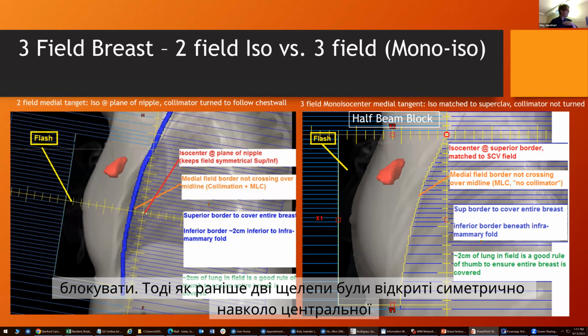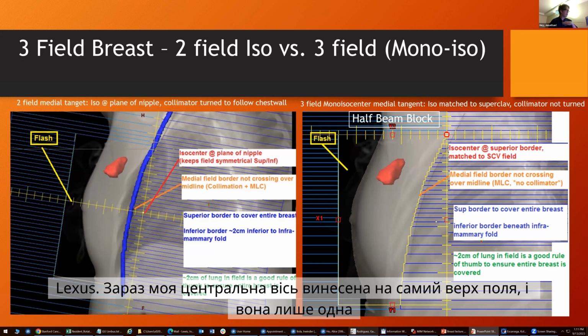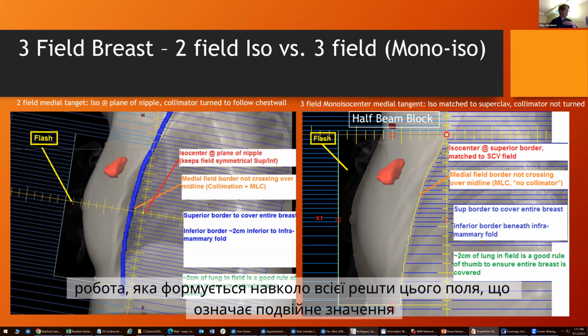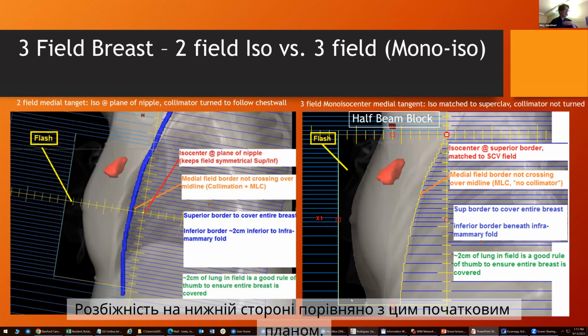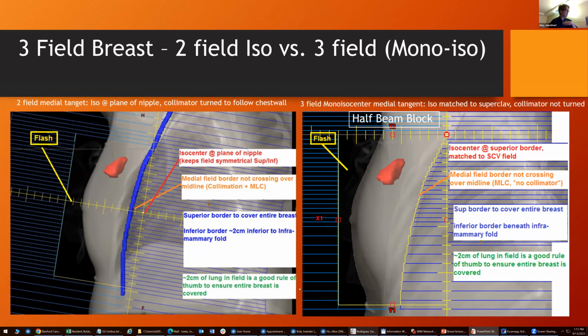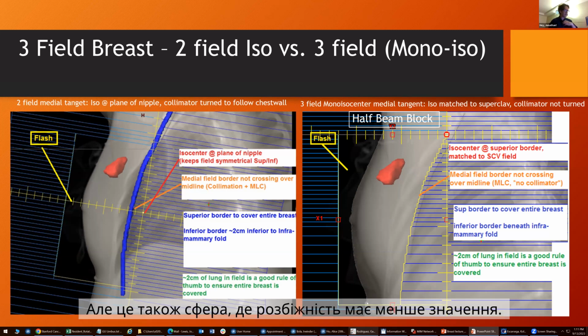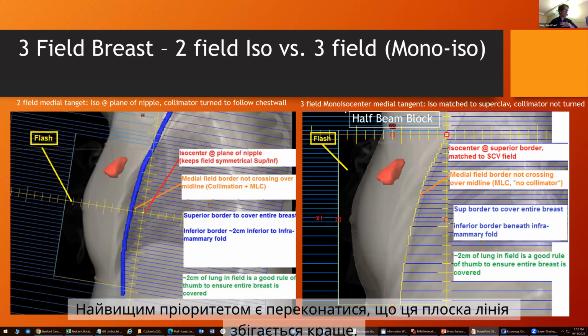Whereas before, the two jaws were open symmetrically around central axis. Now my central axis has been brought to the very top of the field, and it's only one jaw, which is shaped around the entire rest of this field, which means there's double the divergence on the inferior side as compared to this original plane. But this is also an area where the divergence matters a little less. The highest priority is to make sure that we have that flat match line superiorly.